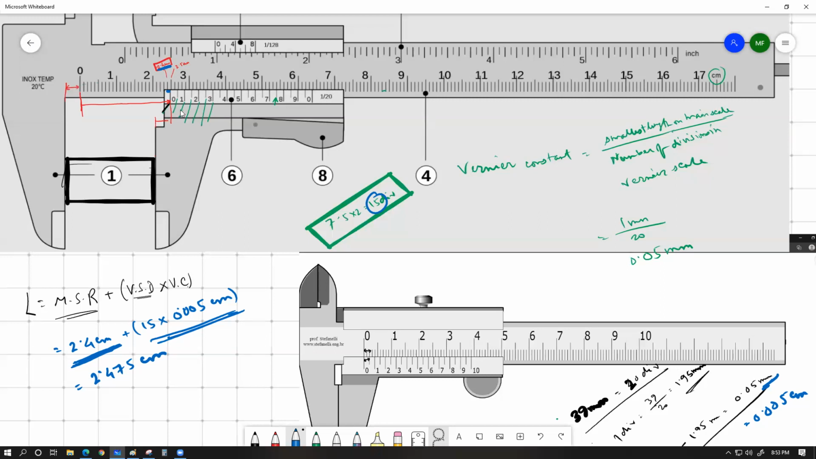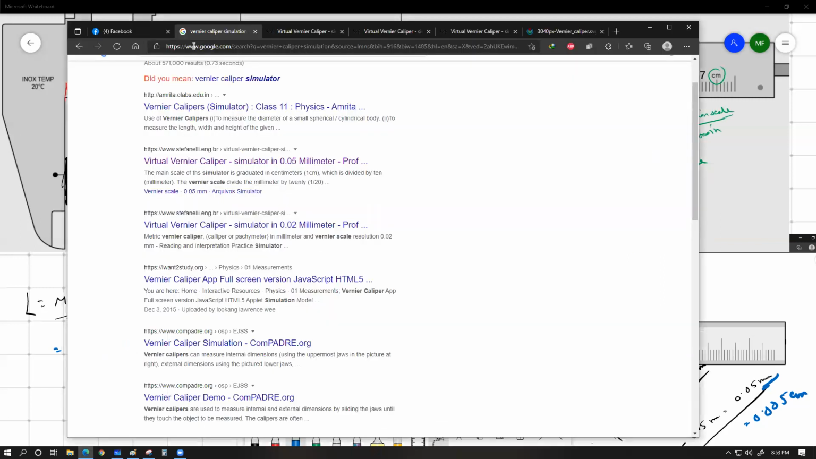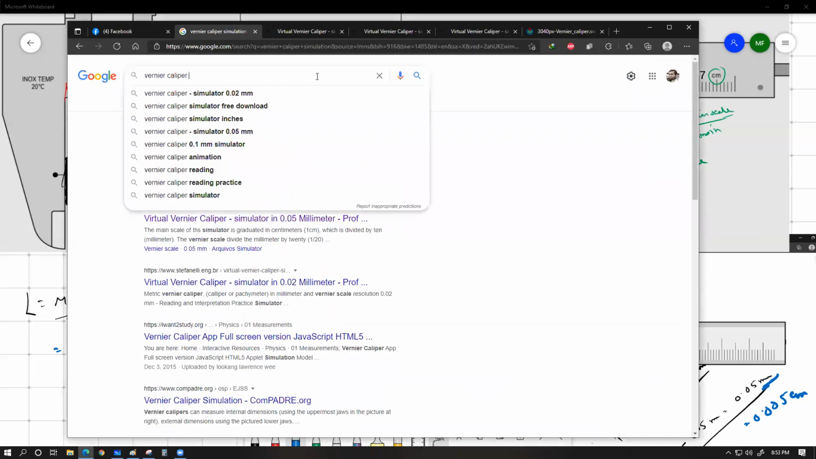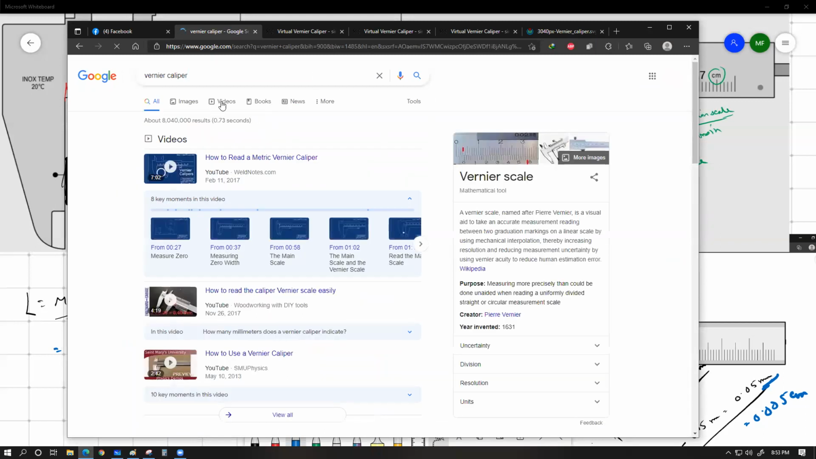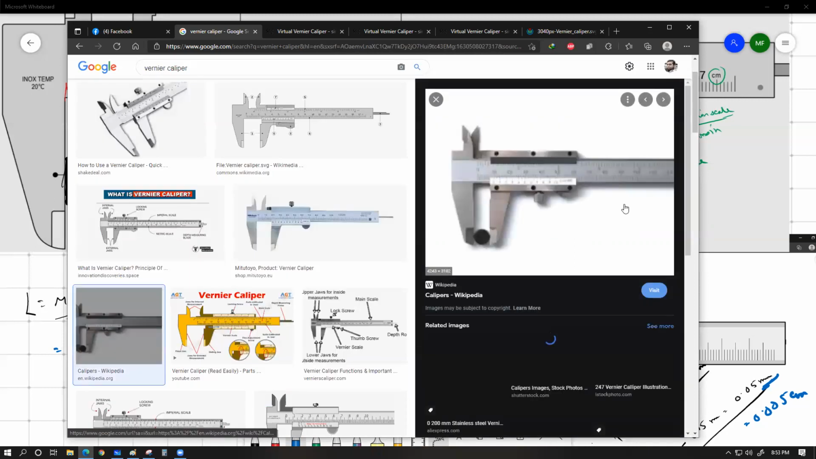If you have something other than 20 divisions, then you have to calculate the Vernier constant with that formula: 1 millimeter divided by the number of divisions. That will be your Vernier constant for that device. For example, if you have 10 divisions, it's going to be 1 millimeter divided by 10. If you have 40 divisions, it's going to be 1 millimeter divided by 40. So it can vary from device to device, but the most common Vernier caliper that we use in our labs is this one. This is the most common version.